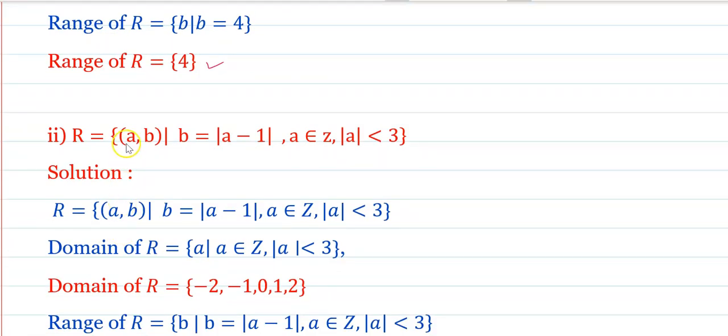What about the next? R is equal to {(a, b) such that b is equal to mod of a minus 1, a belongs to Z and mod of a is less than 3}. Okay, this is the R. Domain of R is {a such that a belongs to Z, mod of a is less than 3}. Okay. Mod of a is less than 3 means what?